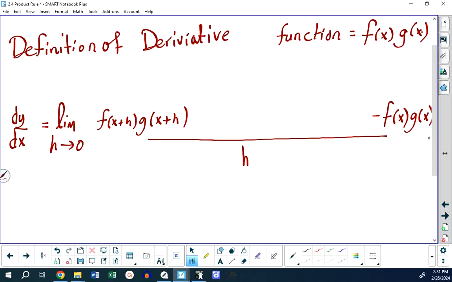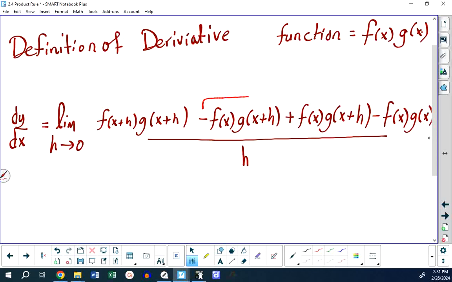Leibniz didn't. I've looked at textbooks from the 1920s. It's the proof that they have, but I can't figure out who. Somebody came up with it. Somebody played around with this long enough, and they said, you know what? It turns out if I subtract f of x, g of x plus h, and then immediately add f of x, g of x plus h, then it's still the original expression, because this is equal to 0.